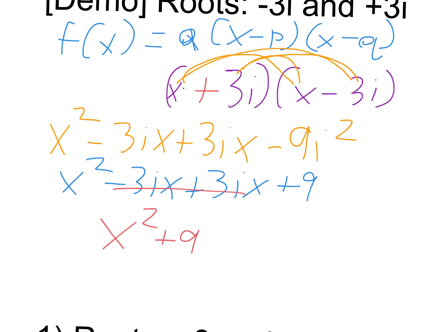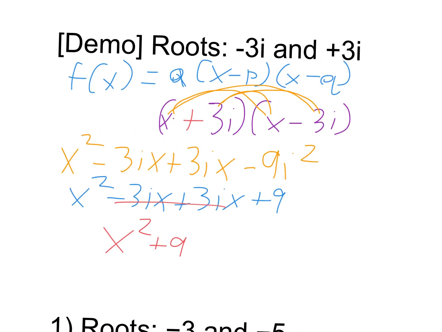Essentially, when we have the roots being equal and opposite, that is, same number but different sign, our middle terms will always cancel out.